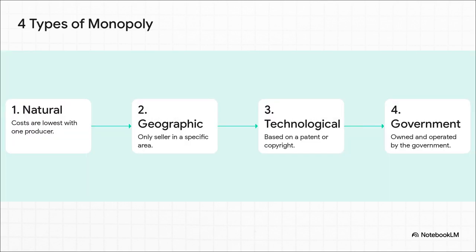So why do monopolies even exist? Well, they can form for a few different reasons. You might have a natural monopoly, where it's just way more efficient for one company to do the job, like with public utilities. Then there's a geographic monopoly. Think of the only gas station in a tiny remote town. A technological monopoly is when a company has a patent on an invention. And finally, you can have a government monopoly, which is owned and run by the government.